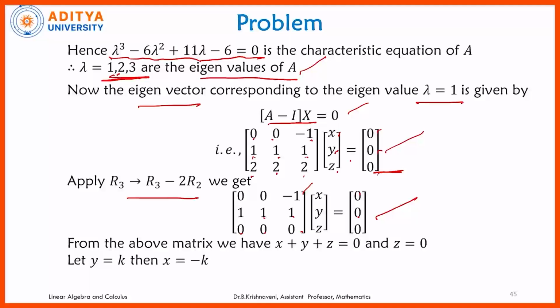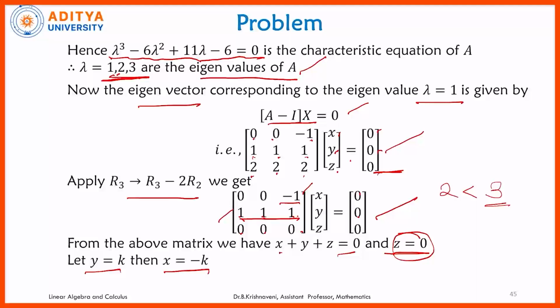Now it is very clear that the rank of this matrix is equal to 2, which is less than the number of unknowns, that is 3. Therefore it has infinite solutions. First take the reduced system. From this we got the equation x plus y plus z equal to 0, and from the other, minus z equal to 0, that is z equal to 0. Now we need to fix one variable as an arbitrary constant. So here we fixed y equal to k, therefore we got x equal to minus k, taking z equal to 0.